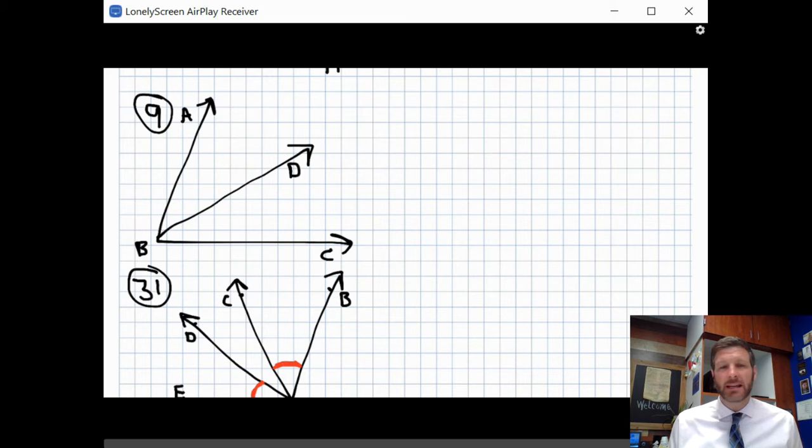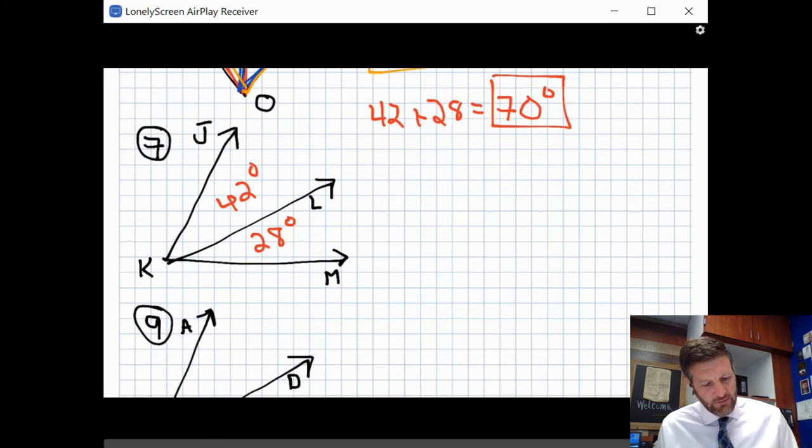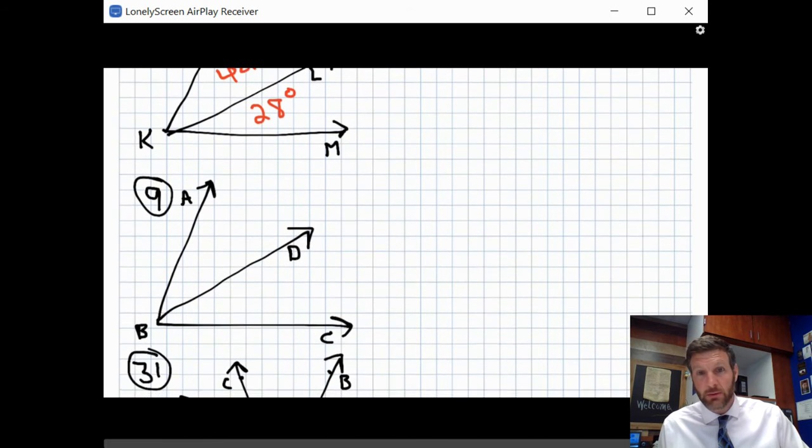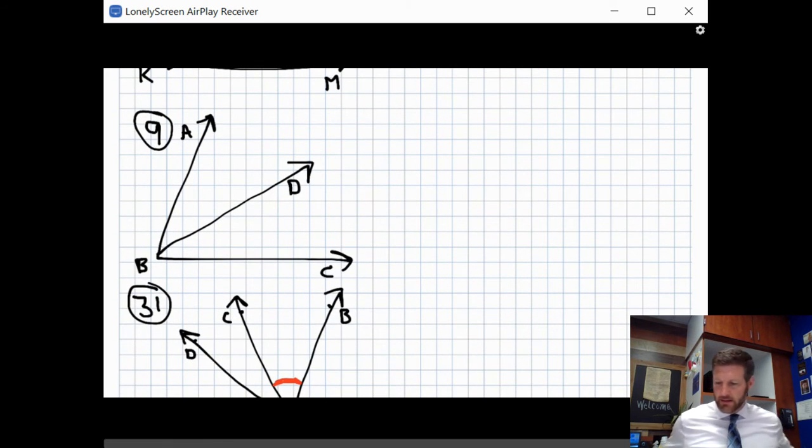Okay, number 9. Going to get a little more complicated. Again, the last problem was basic because they just give you the 42 and the 28. Now we're going to get some problems where they do basically the exact same thing, but you're going to have expressions and we're going to get to write equations.